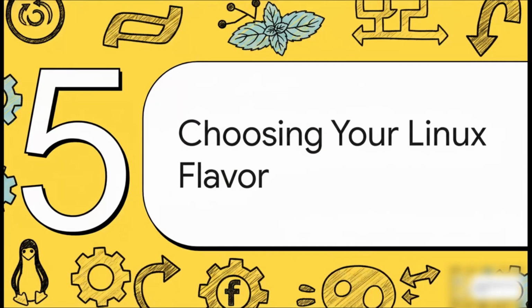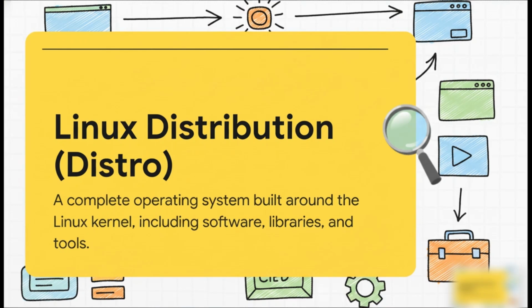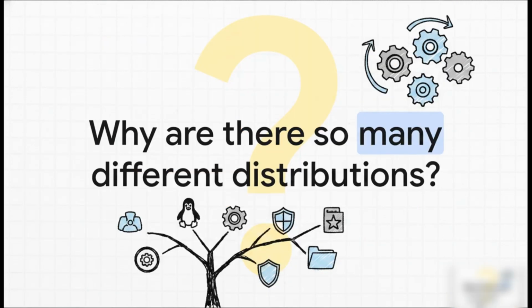We've mapped out the core of Linux, but there is one last piece to this puzzle. You've probably heard names like Ubuntu, or Mint, or Fedora. These are all different flavors, or as they're called, distributions of Linux. So a Linux distribution, or distro for short, is basically the whole package. It takes that Linux kernel we talked about, the engine, and bundles it with all the other software you need, like a desktop environment, applications, system tools, the whole shebang, to create a complete, usable operating system. And that, of course, brings up a really common question.